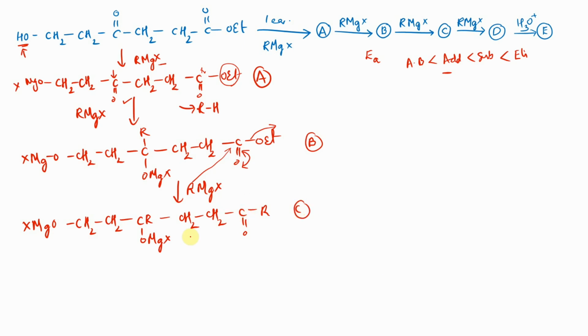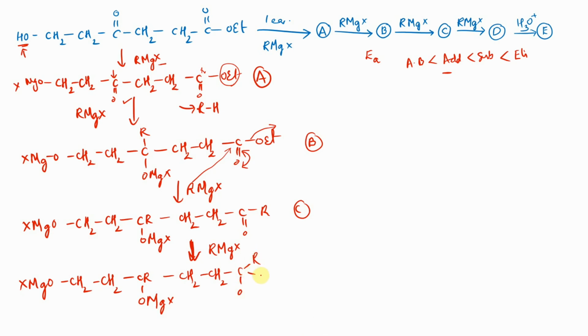Now since we have a ketone again, because the reaction has already obtained the energy required for addition reaction, if you treat one more molecule of Grignard reagent with this species, we get XMgO CH2 CH2 C OMgX, one more CH2 CH2 C R R OMgX. Okay, so this is our product D.